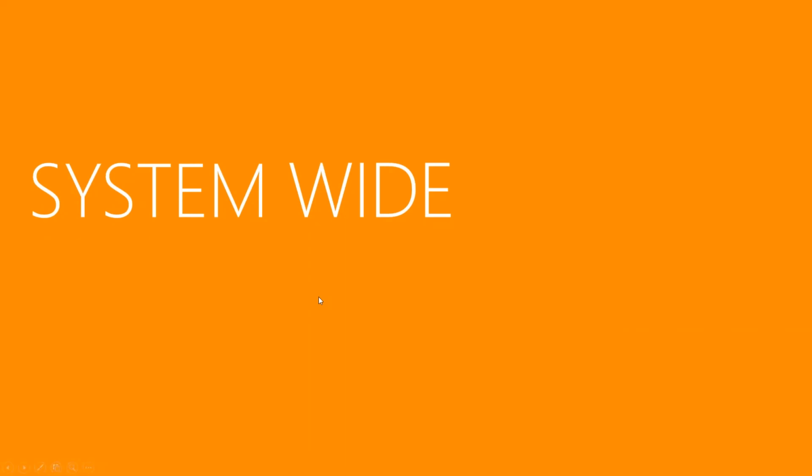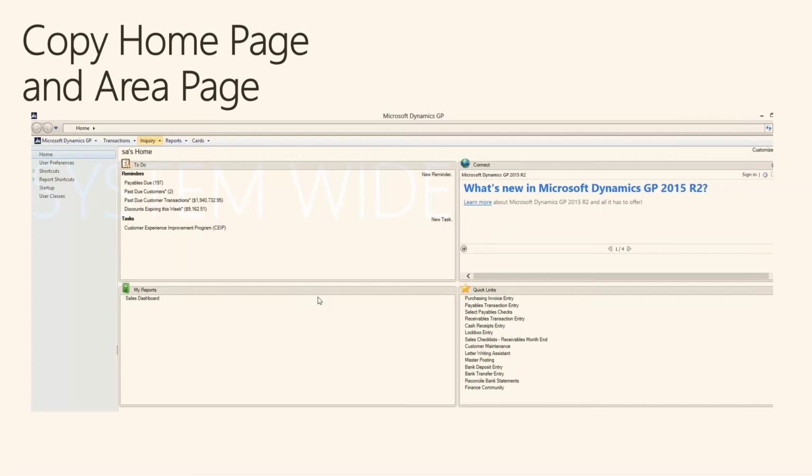First of all, system-wide, there are a few additions. One of them is the homepage copy feature. Now, the homepage in GP offers users an opportunity to customize their GP experience so they can see reminders and tasks and key information they need every day. They can see a list of preferred reports and quick links to those windows that they use regularly. Now, the problem is that not every user sets up their homepage.